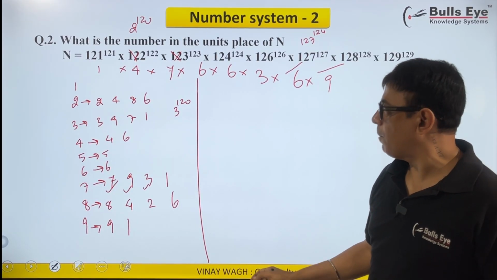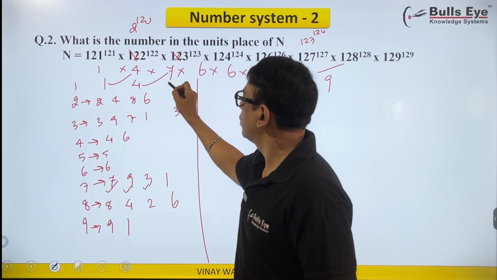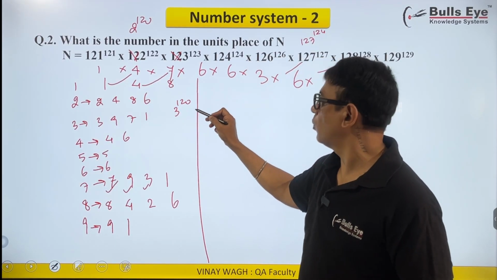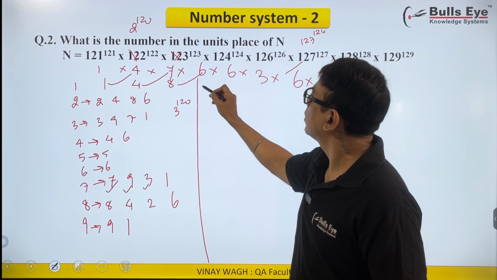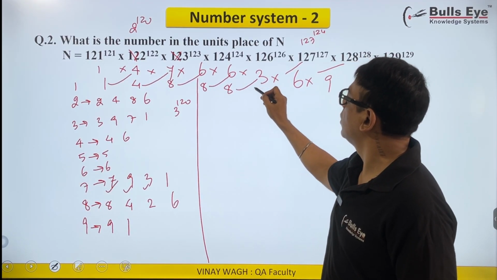So a final wrap up. 1 into 4 is 4. 4 into 7 ends with 8. 4 sevens are 28. 8 into 6 ends with 8. 8 into 6 is 48. It ends with 8. 8 threes are 24.